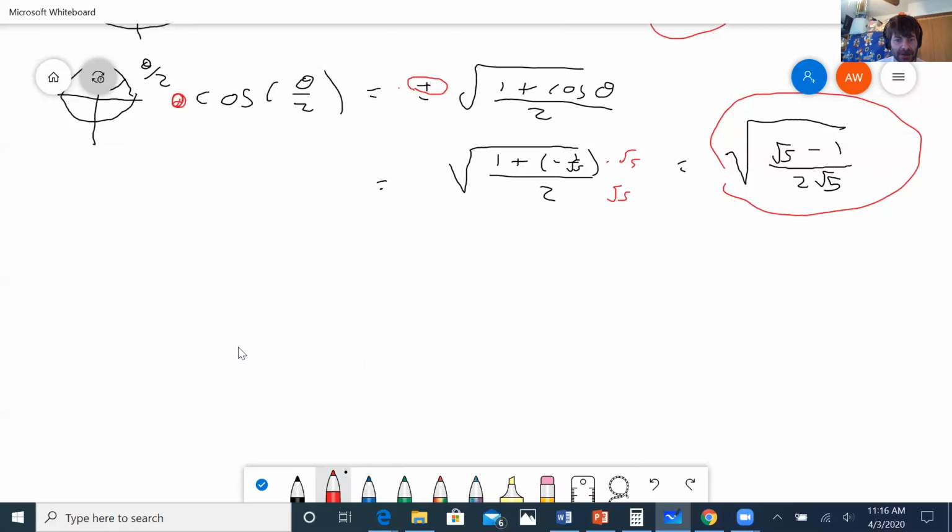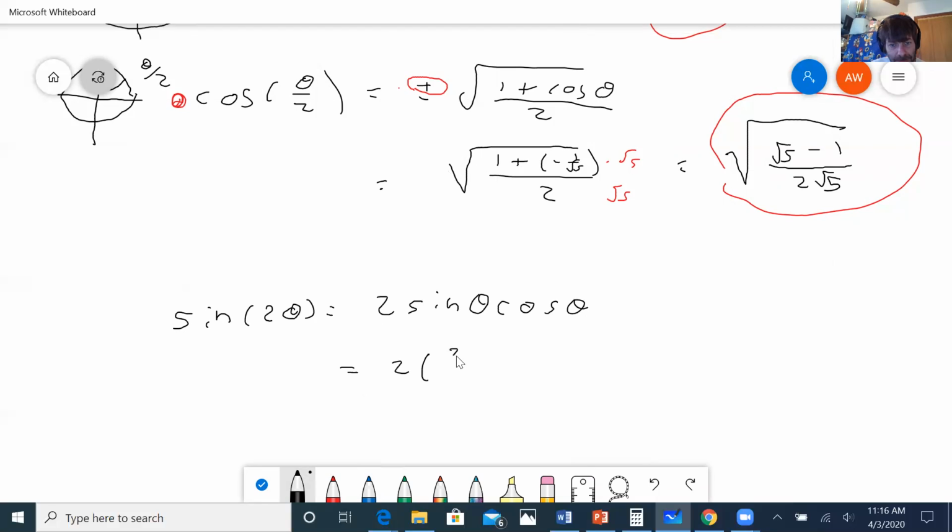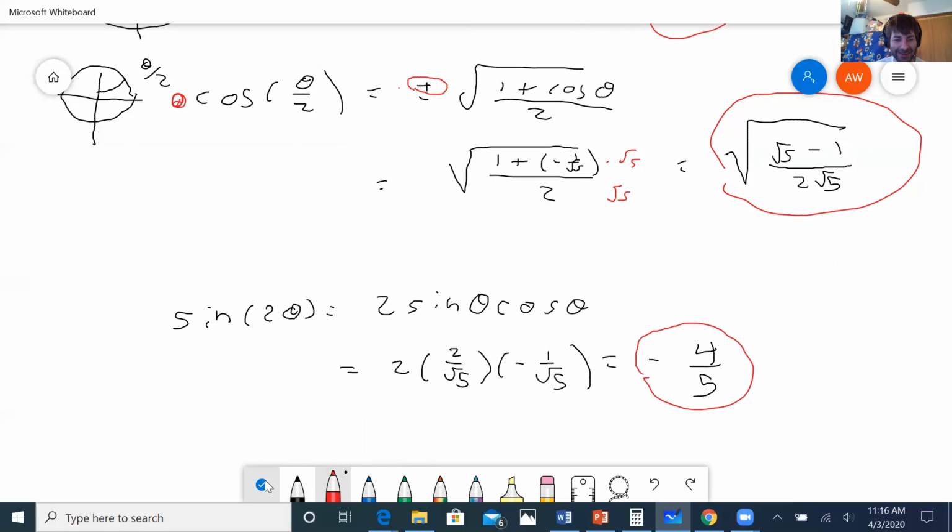Okay, the next one has me find sine 2 theta, and that's going to be nice. Again, I'm not going to need to worry about the plus or minus. I'm just going to say, well, that's 2 sine theta cos theta, and I just found my sine theta and cosine theta, so I'm just going to plug everything in. And 2, 4, -4 over root 5 times root 5 is 5. So that one's nice and easy. Not even any simplifying to do. Yeah, I like that one.